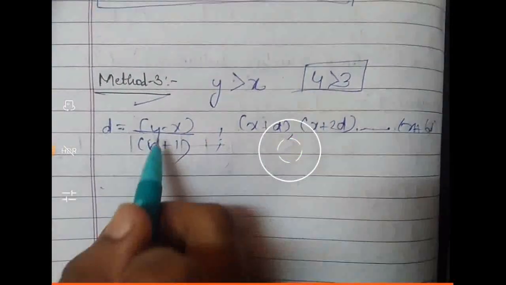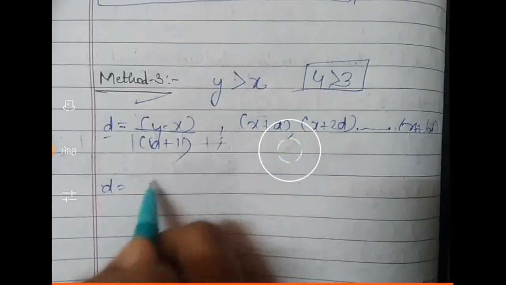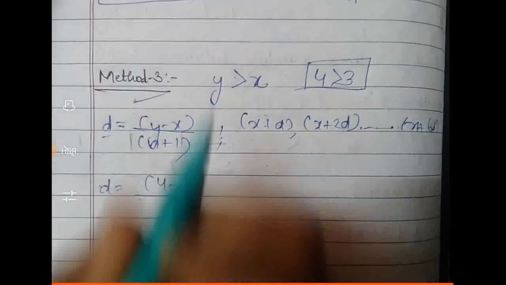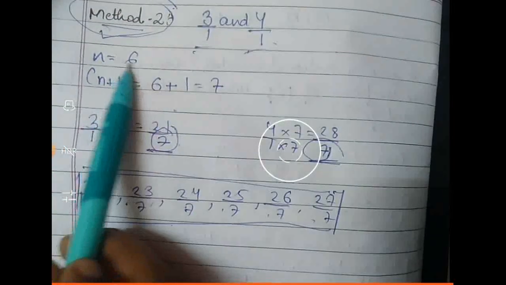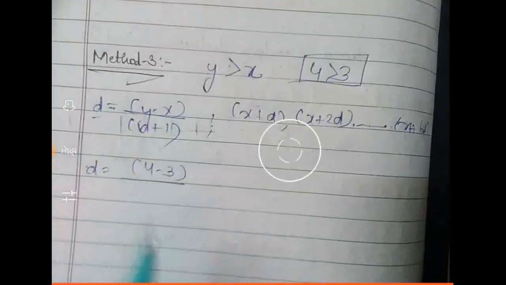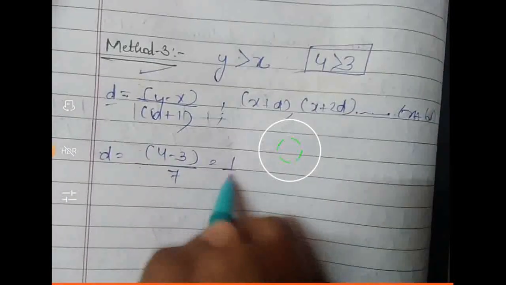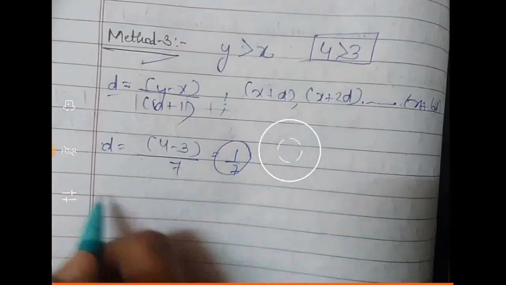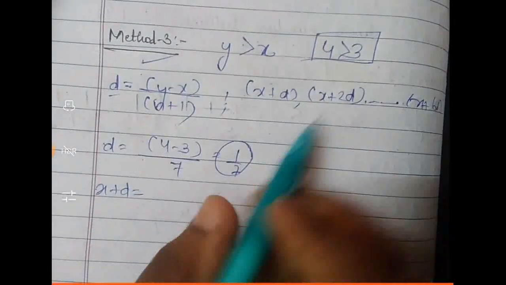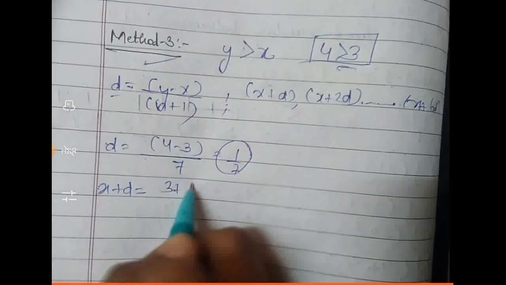So let's just find first the value of D. D will be 4 minus 3 by N plus 1. N we already saw was 6. Okay, so N plus 1 will be 7. 1 by 7 is the value of D. So X plus D is, X is what? 3. 3 plus 1 by 7.